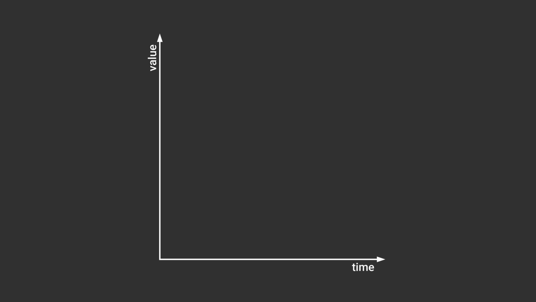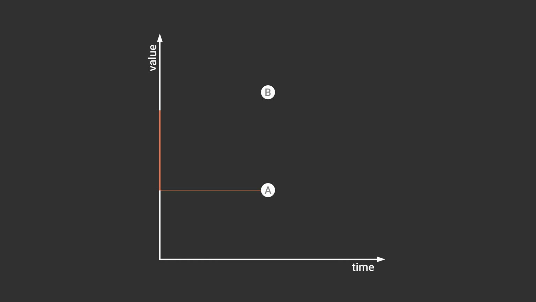Let's take the example of transitioning a number from a value A to a new value B. Without any interpolation, you'd see the value jump instantly from A to B. With interpolation, however, we introduce a duration for the transition. Typically, I use 1 second as a base.